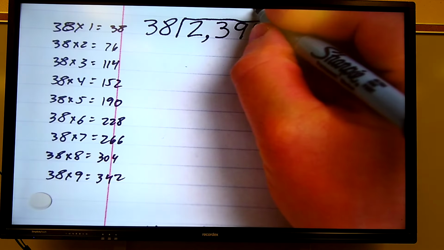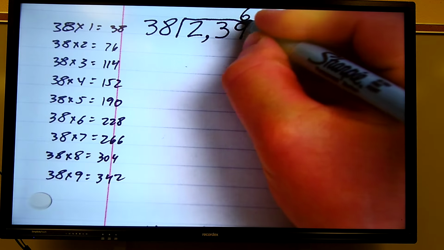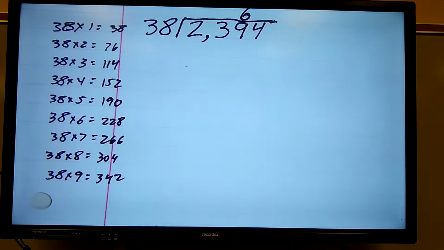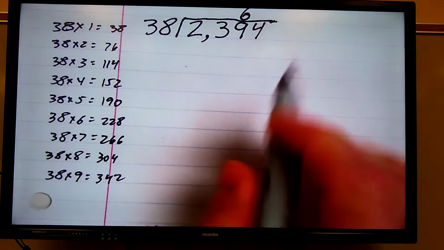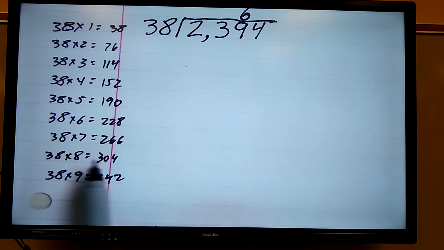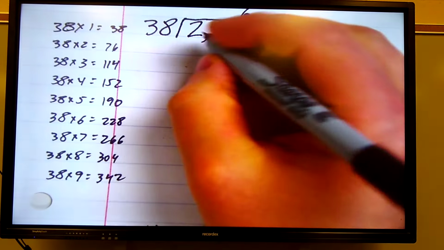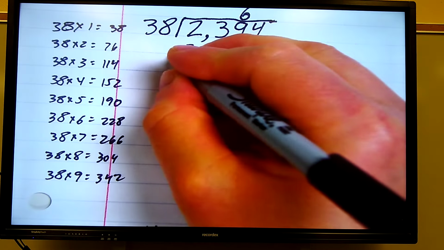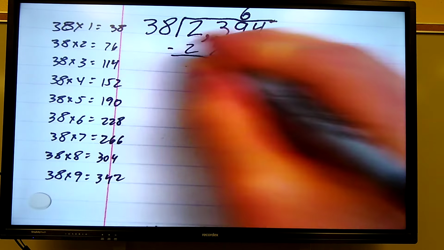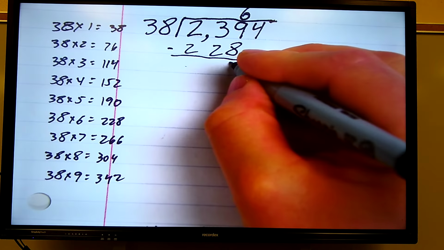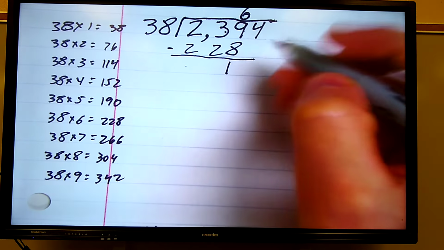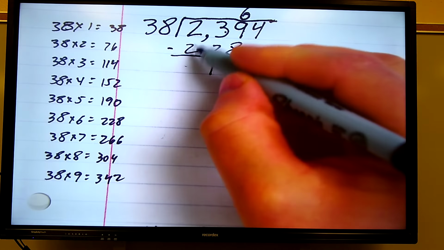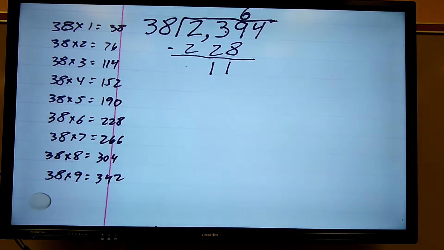I'm going to put the 6 over the 9, because I'm dividing into 239. 6 times 38 is 228. Now I subtract. 9 minus 8 is 1. 3 minus 2 is 1. 2 minus 2 is 0. I'm just going to leave that blank.